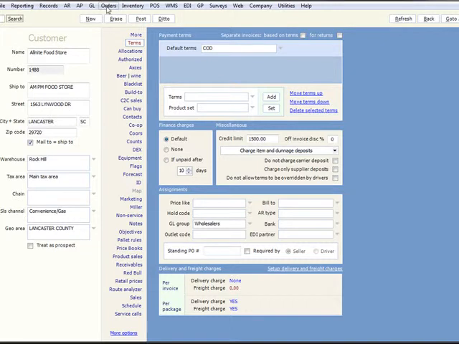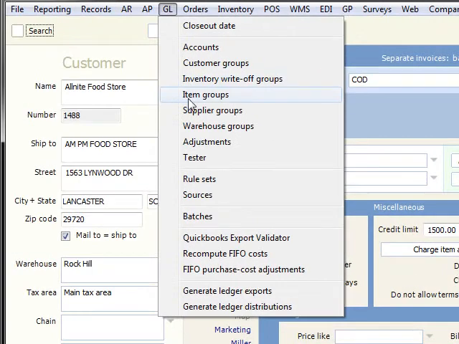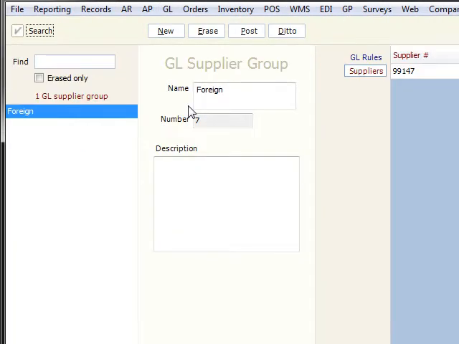Supplier groups can be used to break down transactions based on the type of supplier involved. For example, if you purchase a case of product from a domestic supplier, you may debit and/or credit different accounts than you would if you purchased a case of the same product from a foreign supplier.